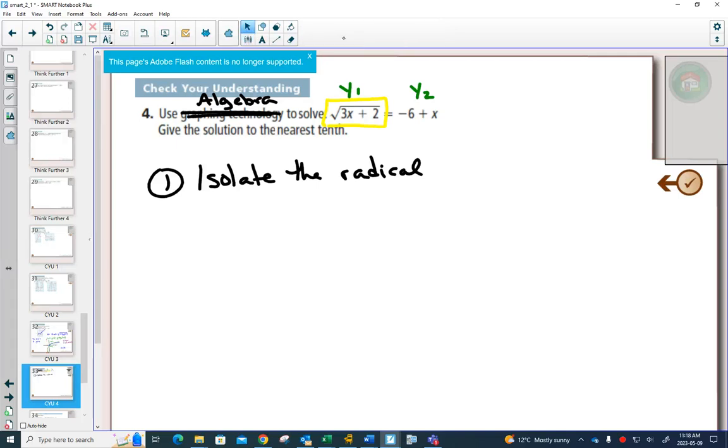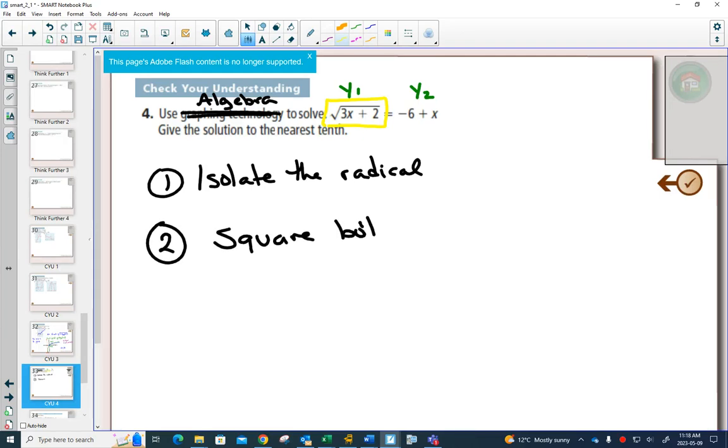The reason we have to isolate the radical is you can get rid of a square root by squaring. So we can get rid of that square root if we square both sides. So we're going to take this side, put brackets around it, and square it. Take this side, put brackets around it, and square it.